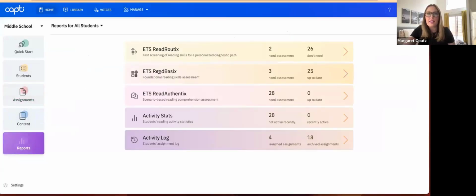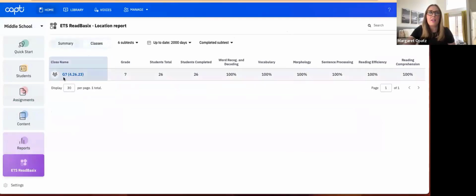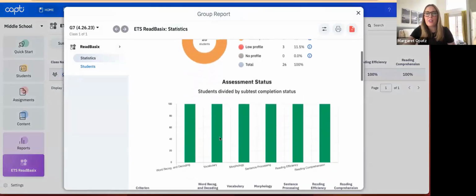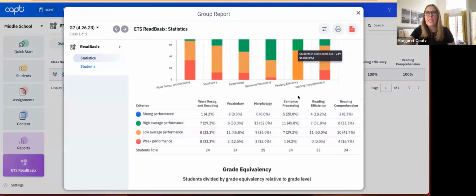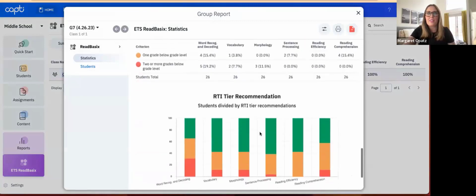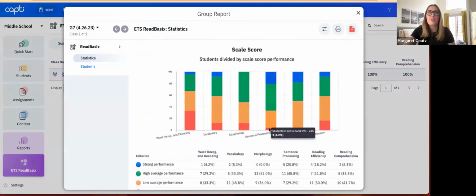After students complete the assessment, I can go into reports and look at the middle school level and at my class. So I get this global picture of how students have done. Each of the subtests has its own reporting on the scale score, the grade equivalency, and then the RTI tier recommendations. Scale score goes from 190 to 310. Students who are red are weak, and then we have low average, high average, and strong.